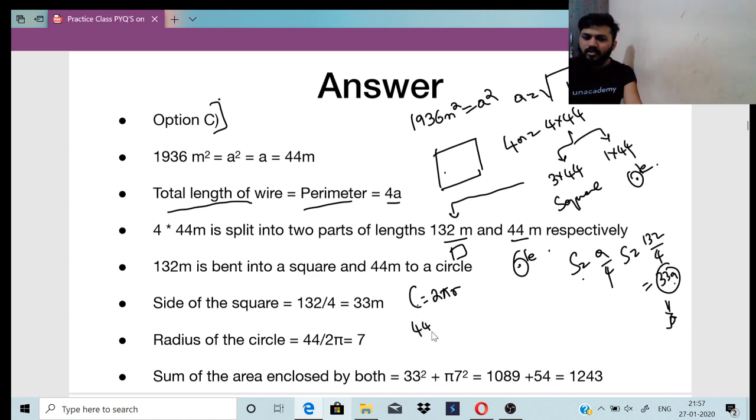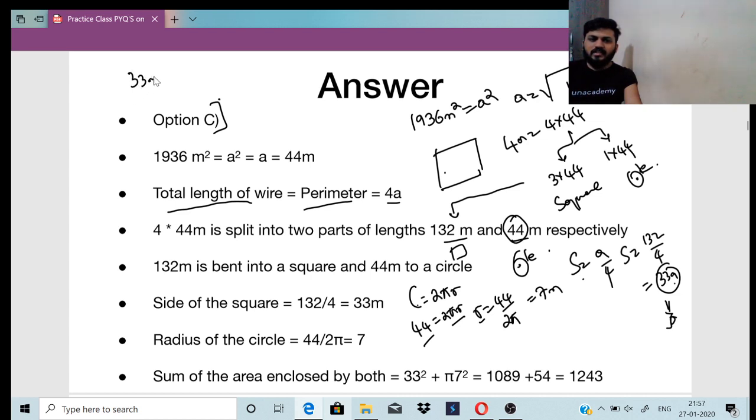We know C is equal to 2 pi r. We know this whole is 44 meter, so 44 meter is equal to 2 pi r. So r is equal to 44 by 2 pi, which is 7 meter. तो क्या मिला हमें आंसर?